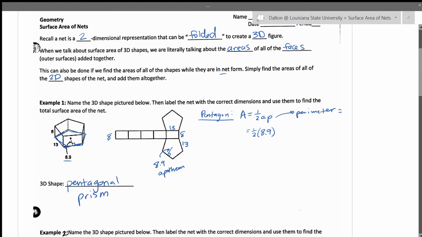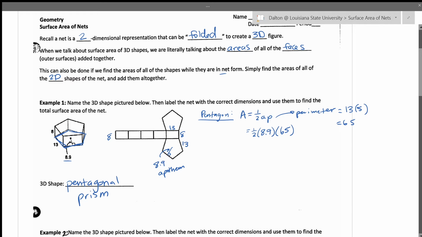So we know that one side is 13 units long. It's a pentagon, so it has 5 of those sides. So when we calculate 13 times 5, we get 65. So the perimeter of this pentagon, P, will be 65.